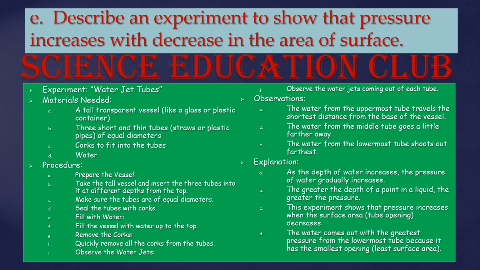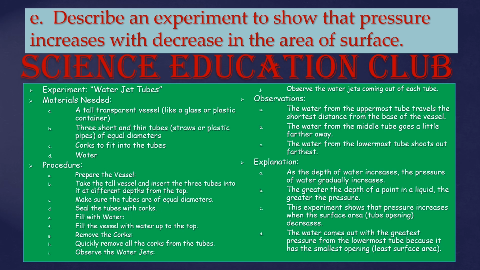Remove the corks. Quickly remove all the corks from the tube. Observe the water jet. Observe the water jet coming out of each tube. Observations: the water from uppermost tube travels the shortest distance from the base of the vessel. The water from the middle tube goes a little farther away. The water from the lowermost tube shoots out farthest.